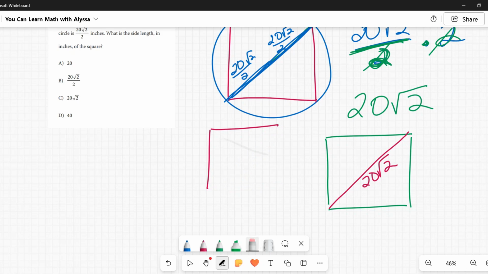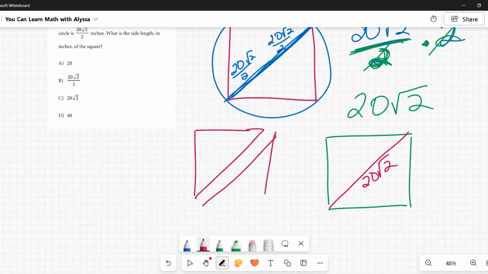Oh, it bugs me when they're not drawn really well. I'm sorry about that. I'm going to try to draw it a little better. Wow, that was horrible. All right, I give up.